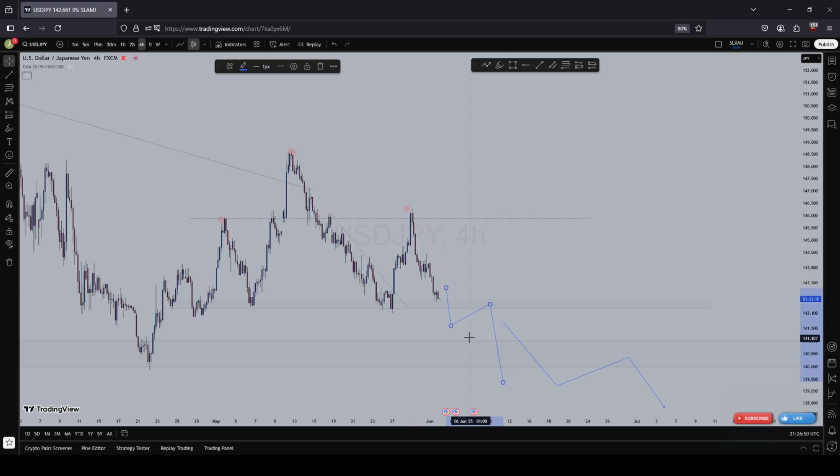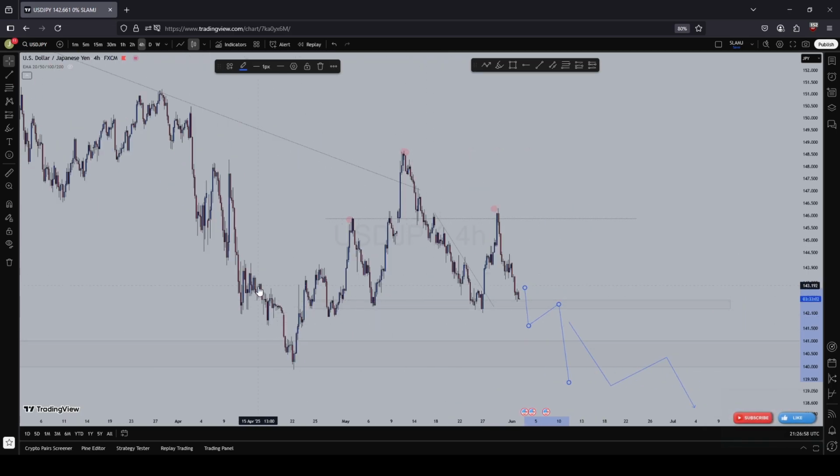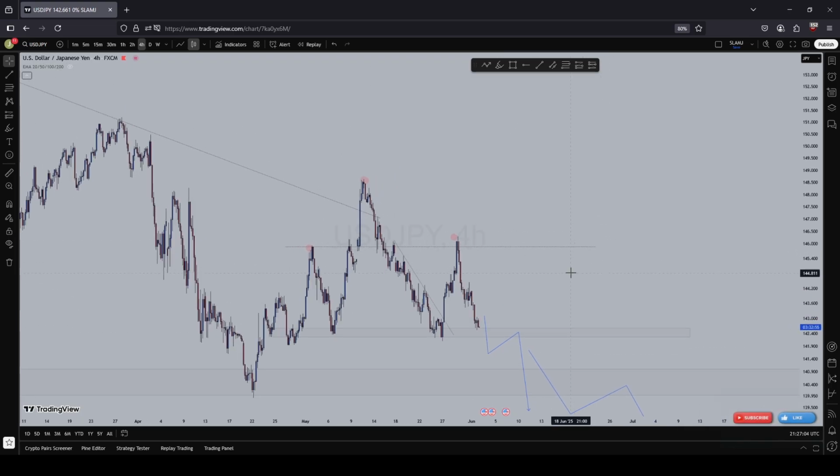So what we are looking at for now is for price to break this and retest, or for price to bounce off here and continue this bearish movement, which is possible because it has already hit a strong weekly support. So that is some of the things we can look out for there.